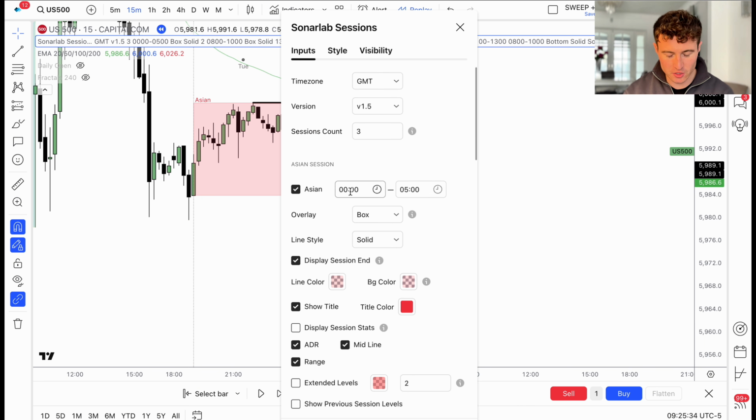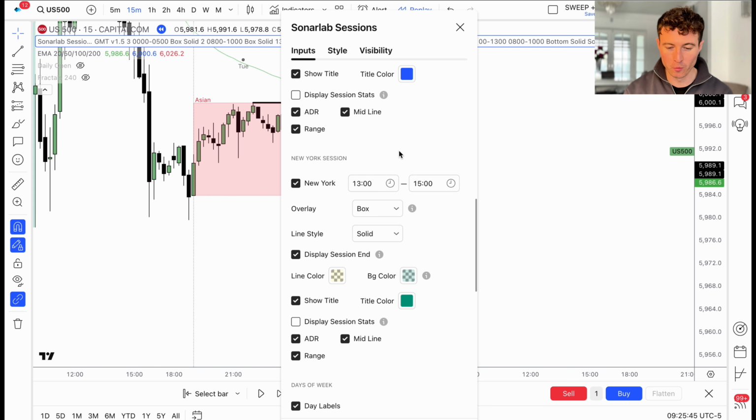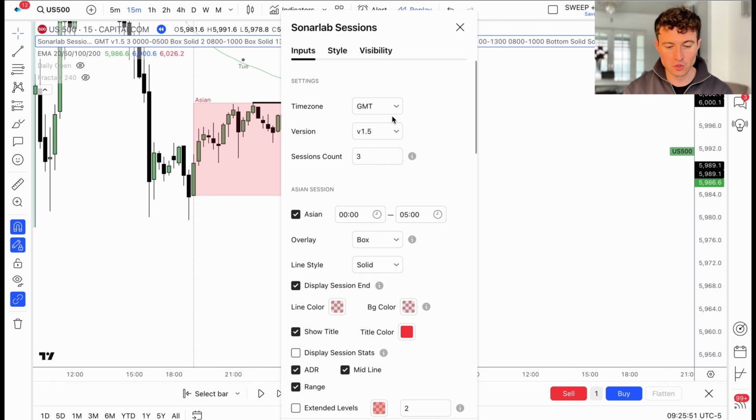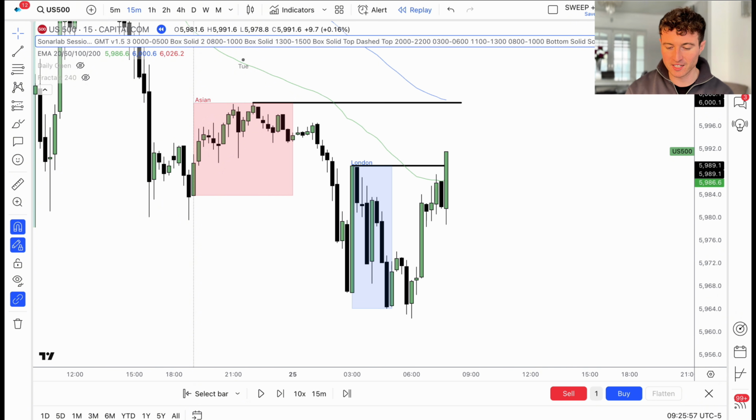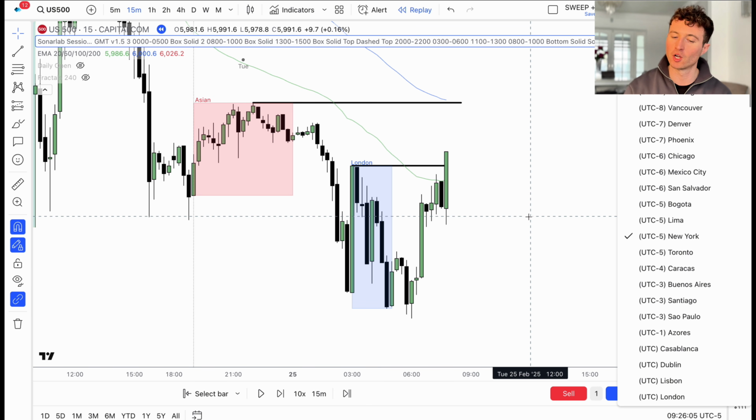So we have the Asian session from 12 o'clock midnight until 5 a.m. The London session 8 until 10 a.m. New York session 1 p.m. until 3 p.m. We're also set in a GMT perspective. However, once you've placed these settings, you can change your time zone to wherever you are. If you're in New York or the UK, wherever, it doesn't matter. And the kill zones will be correct.